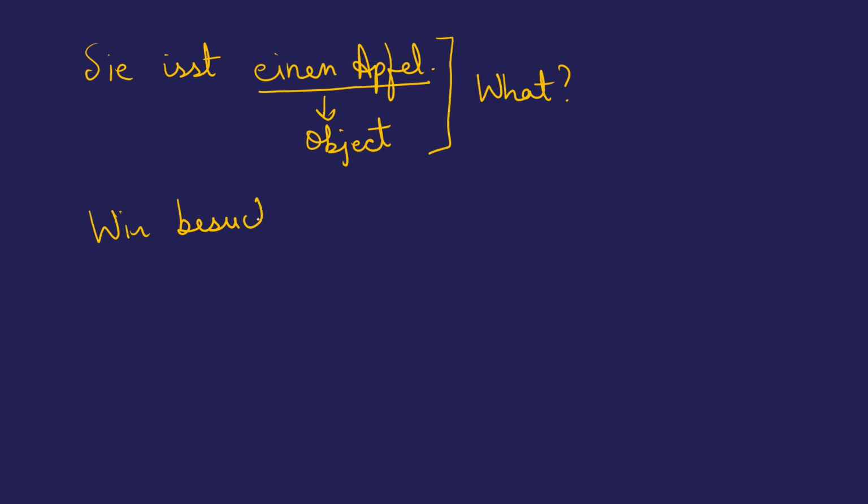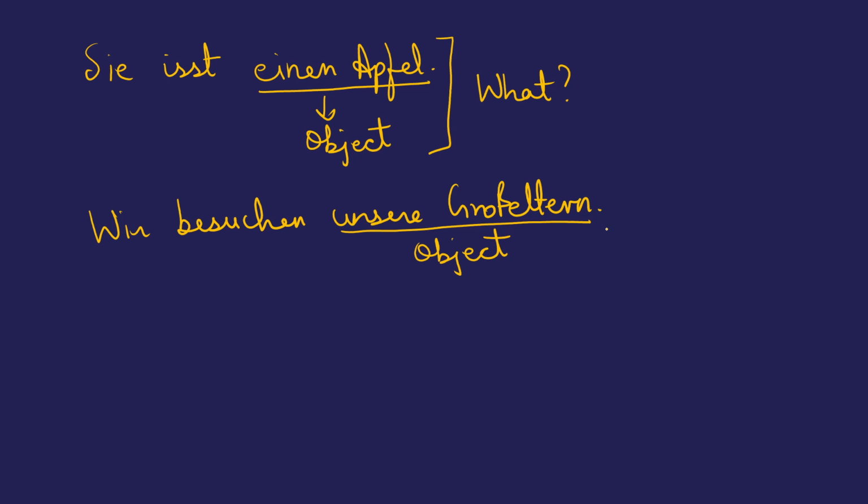Let's see another example. Wir besuchen unsere Großeltern, which means we visit our grandparents. Großeltern means grandparents. So in this example, unsere Großeltern, our grandparents, is the object representing the people who are being visited. So it is answering the question, whom? Whom are we visiting? Let's move ahead.